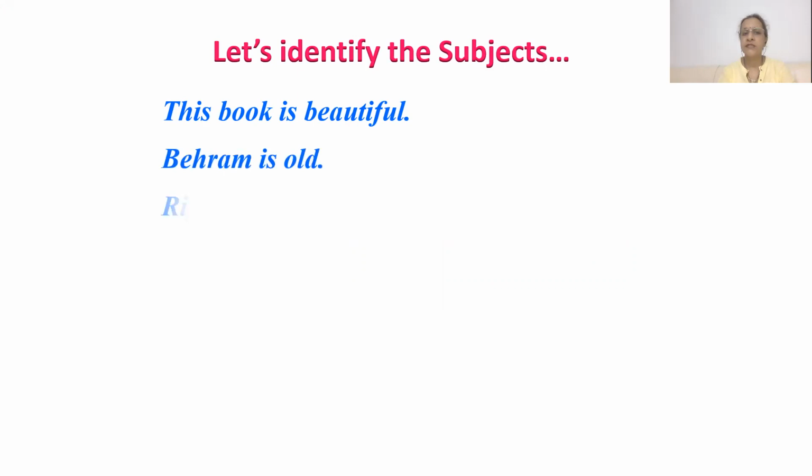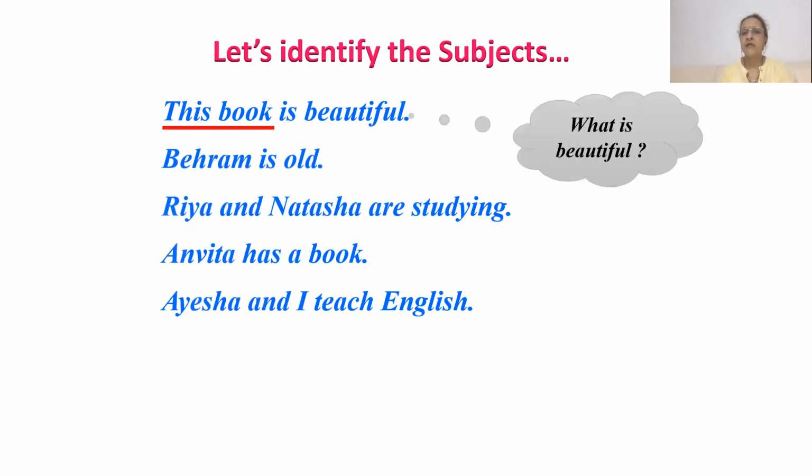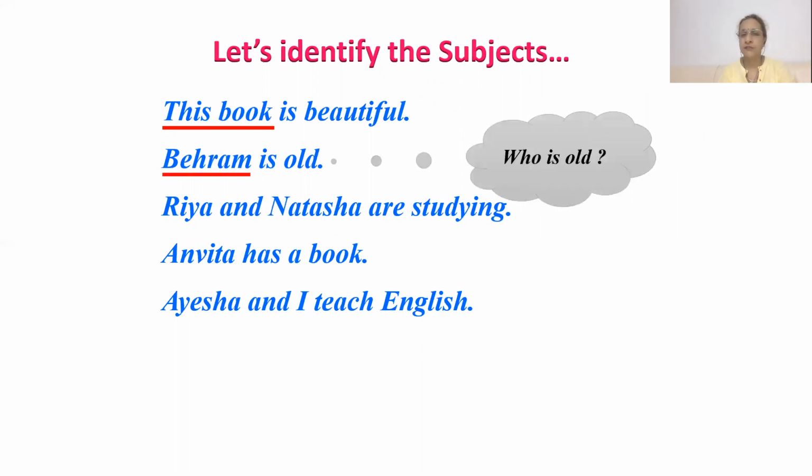Okay. So let's take some more sentences and try to identify the subjects. I shall first start with English sentences only. This book is beautiful. In this sentence, if I ask the question, what is beautiful? I get the answer, this book. So this book becomes my subject. Second sentence, I ask the question, who is old? I get the answer as Behram. So Behram is my subject.